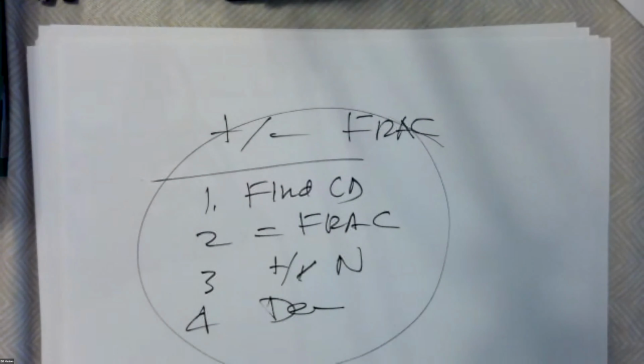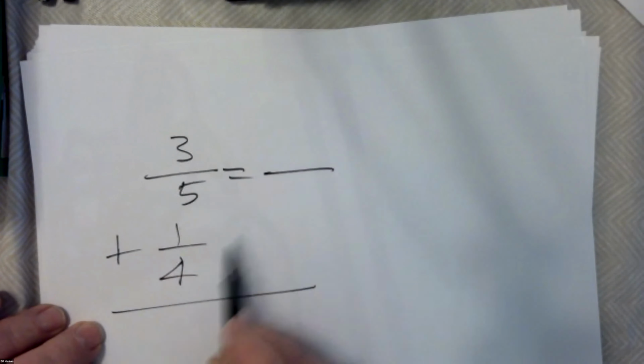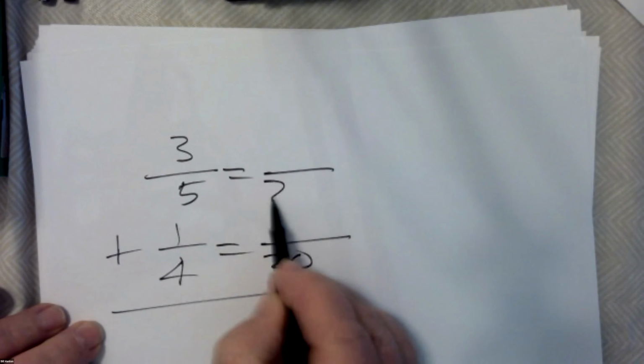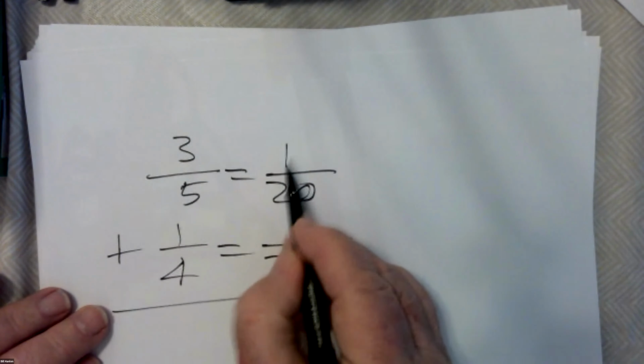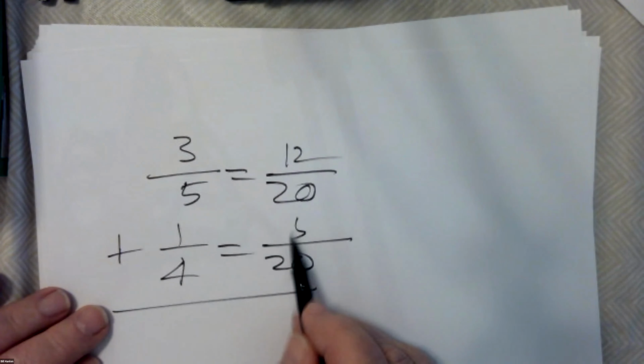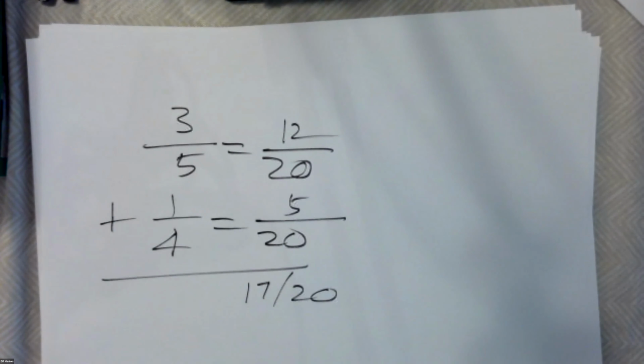Okay, back to the fractions. We said find a common denominator, make equivalent fractions, add or subtract the numerators, bring down the denominator, and simplify. Well, that works out fine if I have problems like 3/5 plus 1/4. I can find the common denominator pretty easily by multiplying. 5 times 4 is 20. I can make equivalent fractions: 4 times 3 is 12, 4 times 5 is 5. So I get my 17/20. So adding fractions, piece of cake.